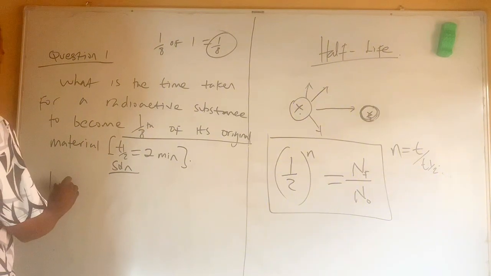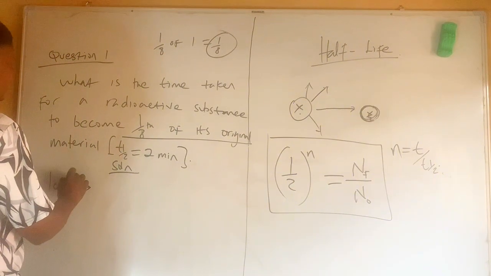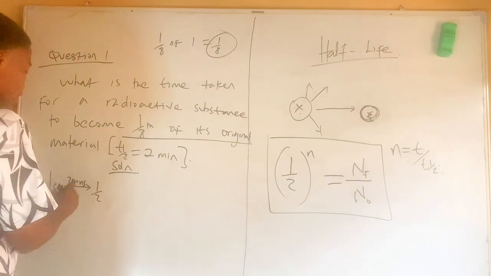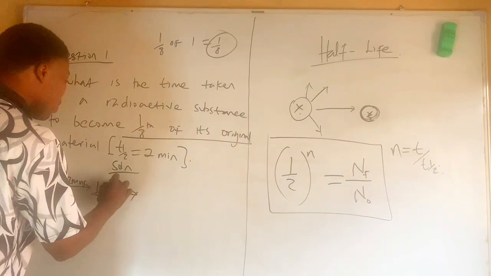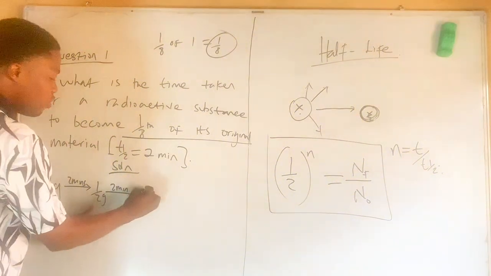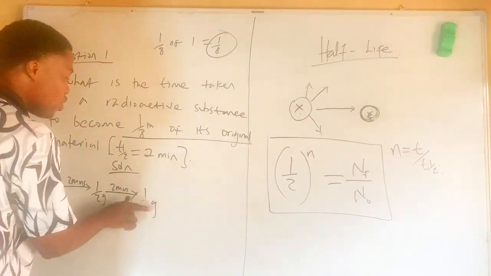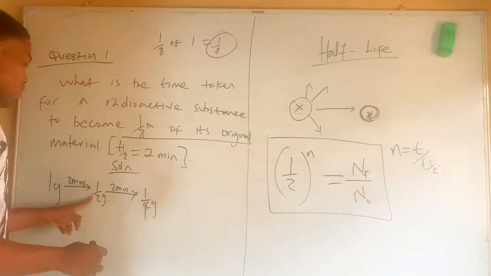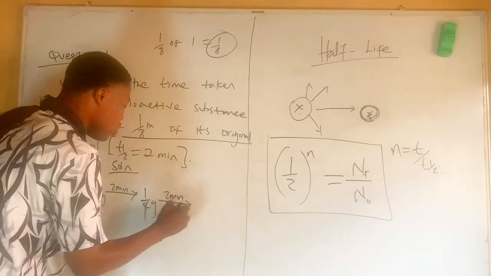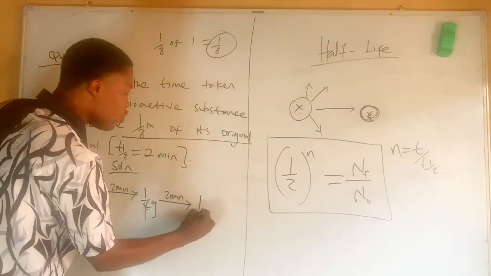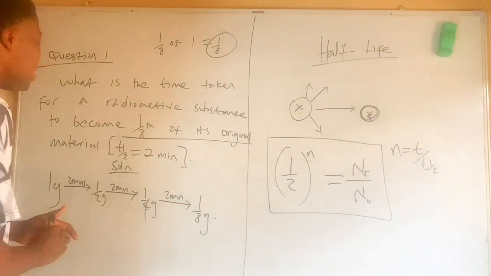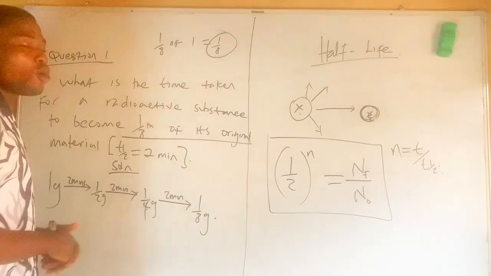First, in 2 minutes, 1 gram becomes 1/2. That's why it is half-life. Now, in another 2 minutes, 1/2 becomes half again, so it becomes 1/4. Half of 1/2 is 1/4. Now, in another 2 minutes, 1/4 will become 1/8 gram. So what time did it take in total? 2 plus 2 plus 2. It took us 6 minutes.